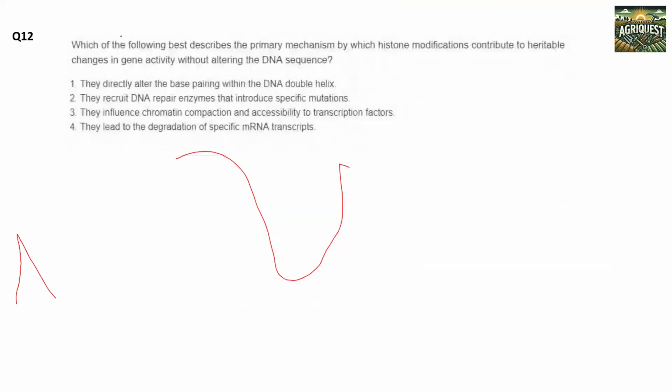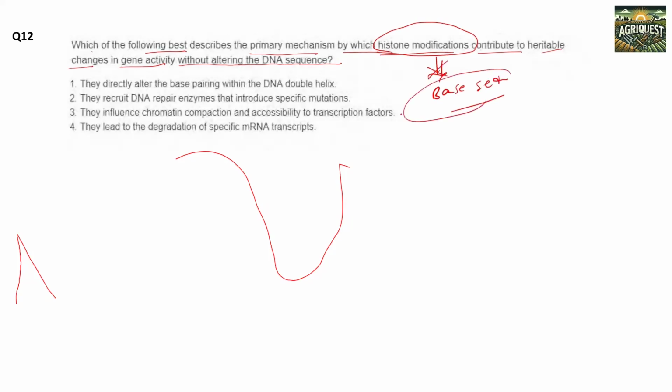12th number question. Which of the following best describes the primary mechanism by which histone modification contributes to heritable changes in gene activity without altering the DNA sequence? Histone modification generally does not change the base sequence. It only changes the histone, maybe by methylation or acetylation.